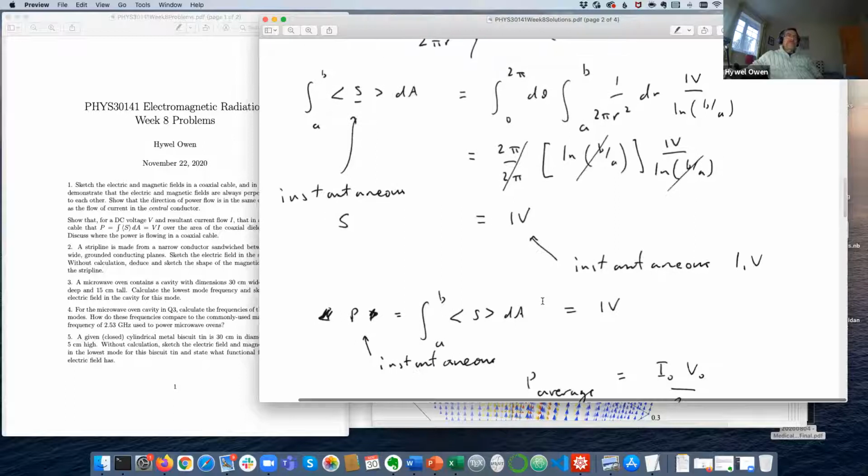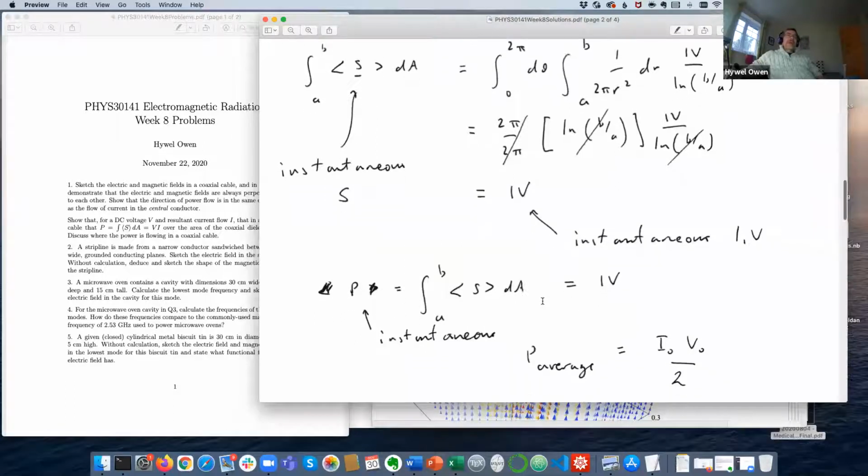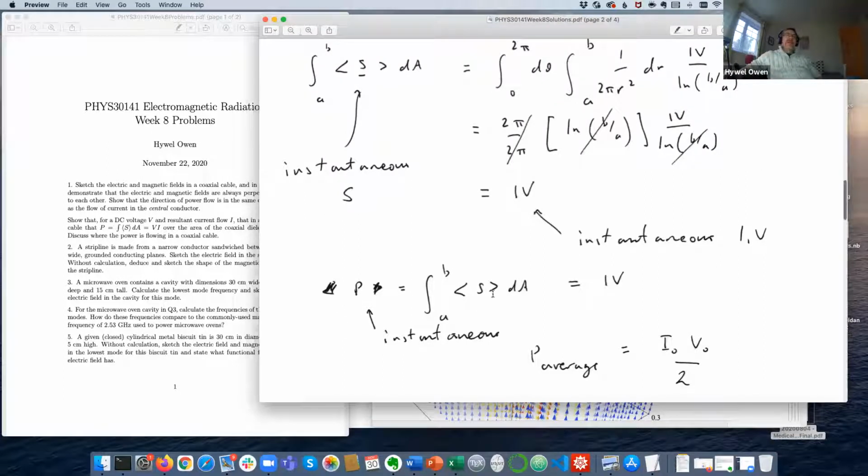Now, the integral of the Poynting vector is equal to IV. The integral of the Poynting vector, of course, is just the power. So the power that flows in the dielectric is the integral of the Poynting vector over that dielectric area, and that's just equal to I times V. So this is the solution for a DC current. For a constant I and a constant V, this is the power that flows.